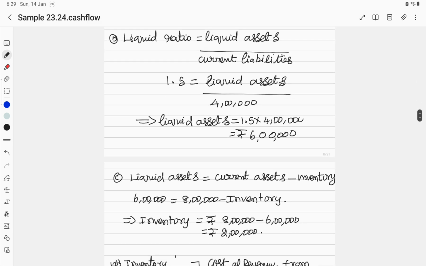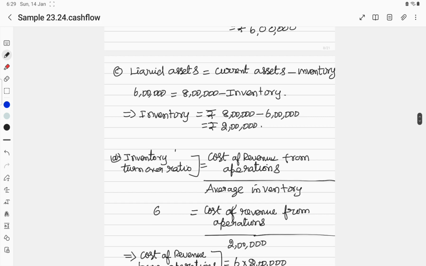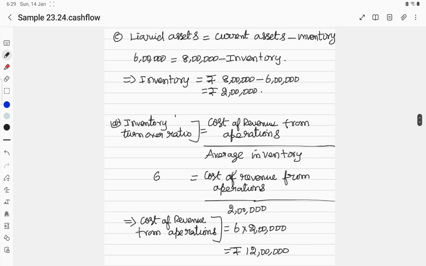But liquid assets is equal to current assets minus inventory. Liquid assets 6 lakhs and current assets is 8 lakhs, therefore inventory is equal to 2 lakhs. Then inventory turnover ratio equals cost of revenue from operations by average inventory. Inventory turnover ratio is 6, average inventory is 2 lakhs, therefore cost of revenue from operations is equal to 12 lakhs.